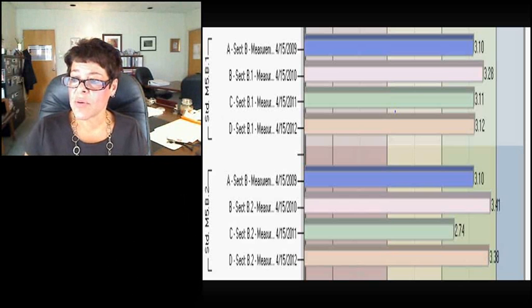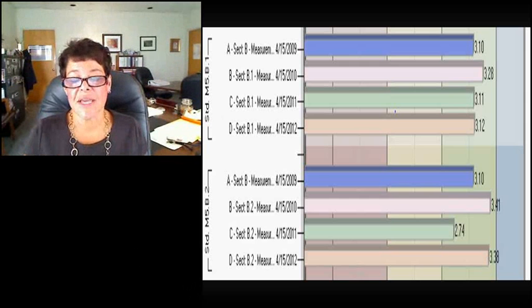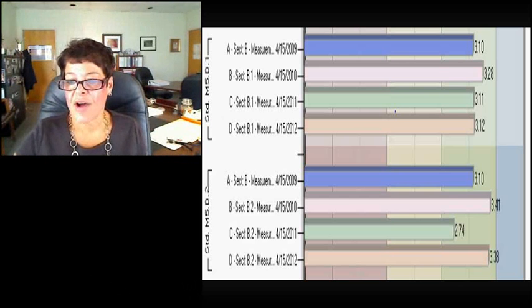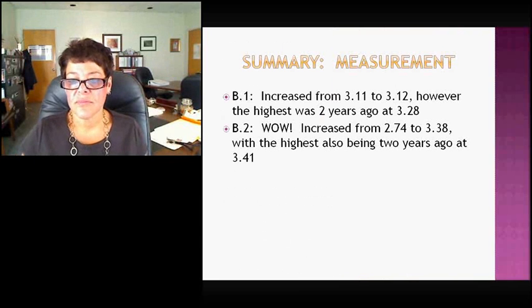So when you look at where we were on measurement anchor B.1, we're pretty well stable compared to the past 4 years. But look at B.2. We had some significant growth there. So focusing in on this anchor and spiraling it all year long, which is what we did last year, has really paid off. And again, there's just some of the summaries. And that B2 anchor is definitely a wow. We increased from 2.74 to 3.38.